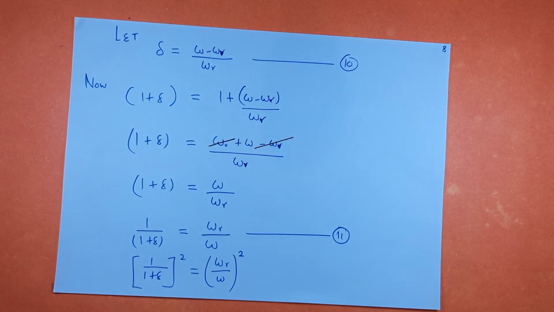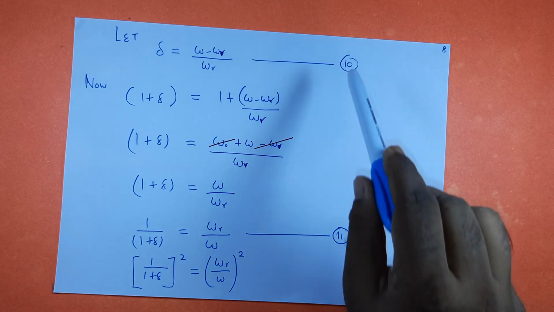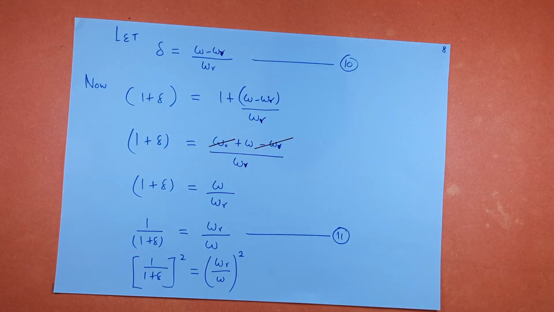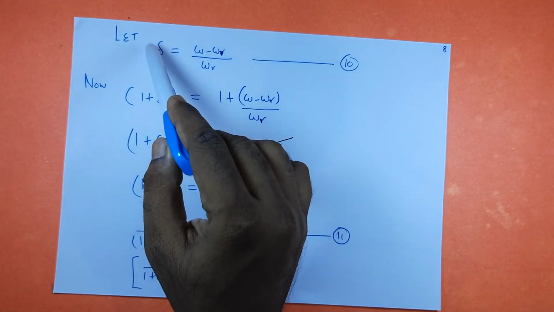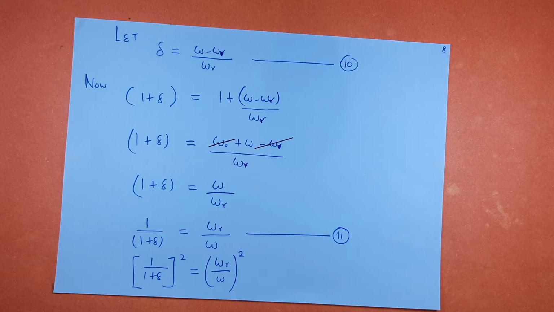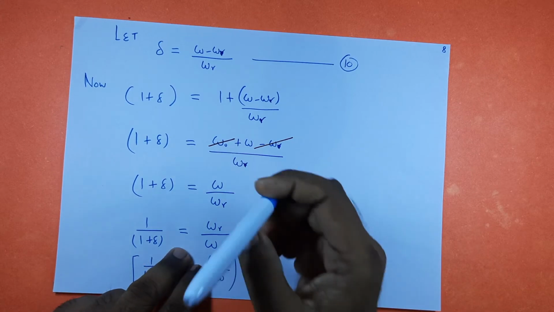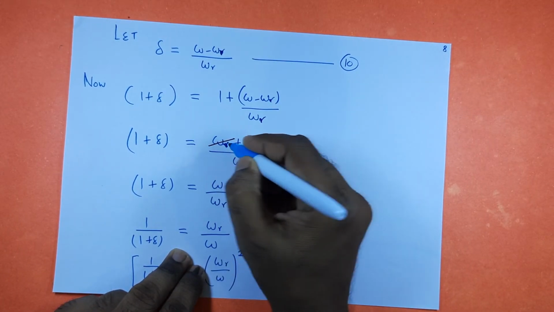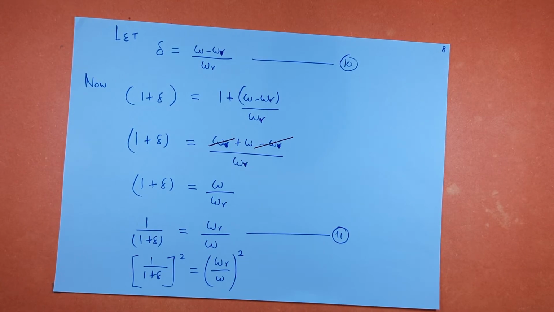Next, let delta, we are just defining, let delta equal to omega minus omega R divided by omega R. So you call this equation number 10. Now you add 1 on both sides. Now 1 plus delta equal to 1 plus omega minus omega R divided by omega R.